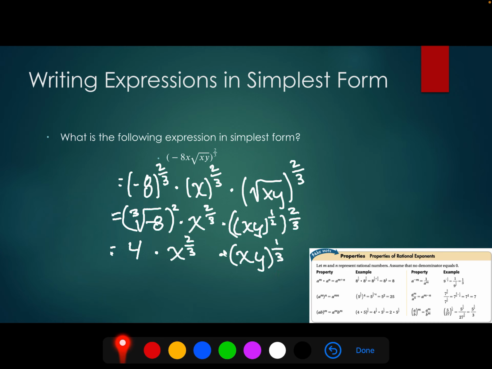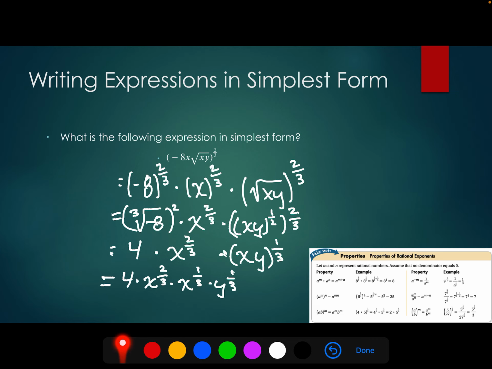So we have to, again, raise this x and this y to that 1/3 power. We do that, and now we have that this is equal to 4 times x to the 2/3 power times x to the 1/3 power times y to the 1/3 power. And now we're almost done. Now we just have to simplify one more time.